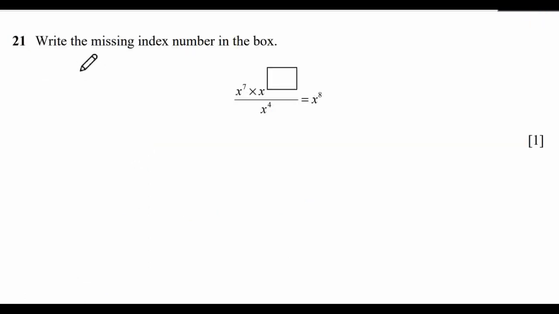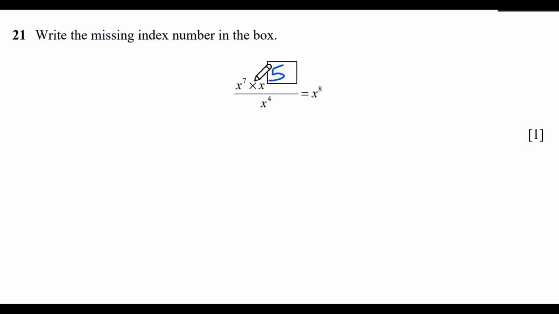Question 21 says write the missing index number in the box. Here, this is x to the power of 7 times x to the power of something, over x to the power of 4, equals x to the power of 8. So 10 seconds from now. 10, 9, 8, 7, 5, 4, 3, 2, 1. Alright, let's check out the answer, guys.